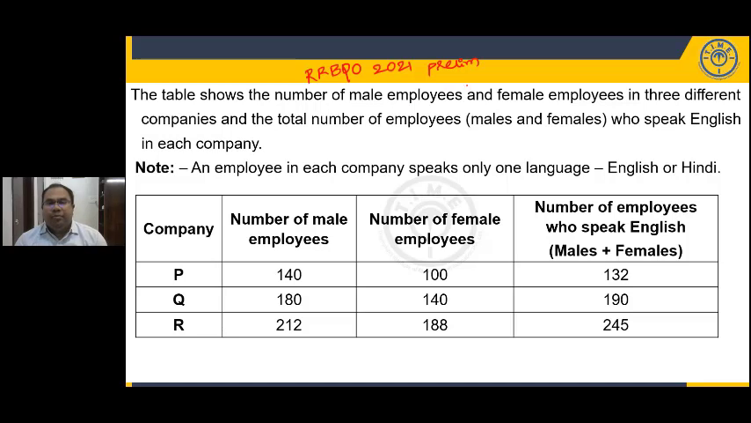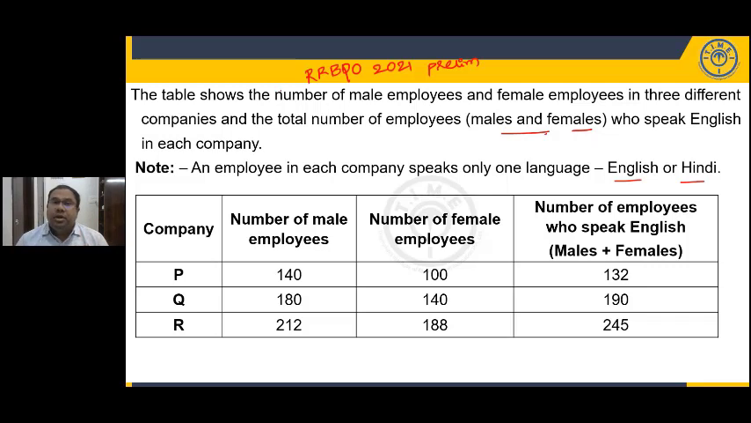The table shows the number of male employees and female employees in 3 different companies and the total number of employees, males and females, who speak English in each company. An employee in each company speaks only one language, English or Hindi. That means there are no people who speak both the languages. There are people who can speak either English or Hindi. You can see 3 companies, P, Q, R. We have information about the number of male employees, number of female employees, and number of employees who speak English, males and females together.